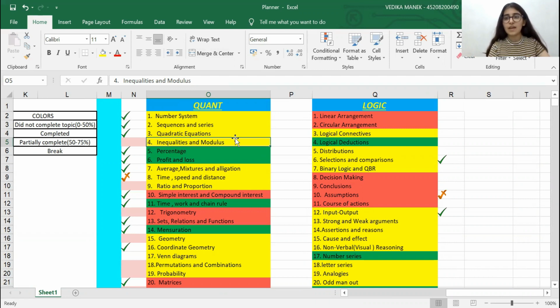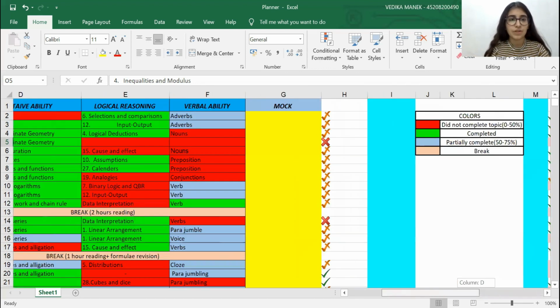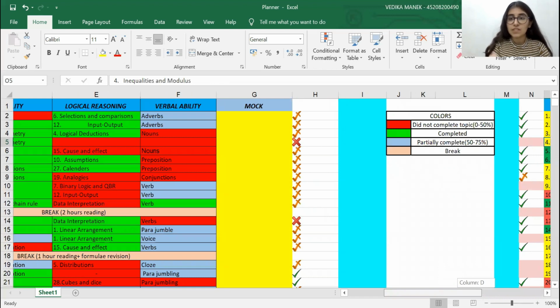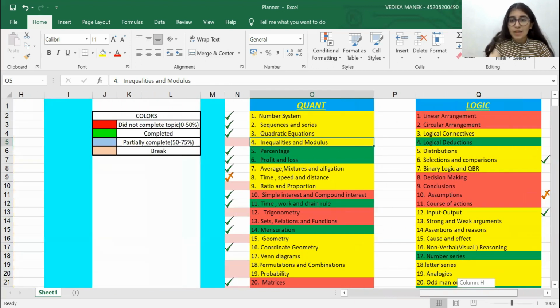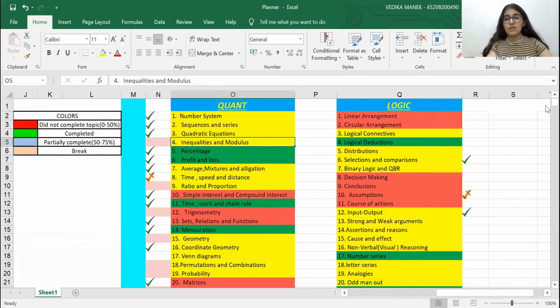So that is the entire point of having a list of all the topics that are there and color coding them accordingly. Don't waste a lot of time on doing this, but ensure that you work smartly and you have a clear picture in your mind as to what to do. Now here also the topics are color coded over here in such a way, like 0 to 50%, 50 to 75%, etc.